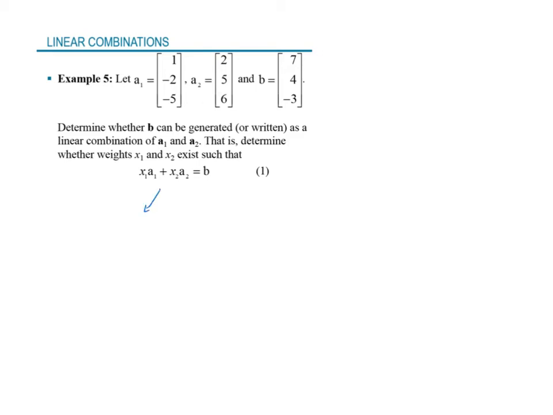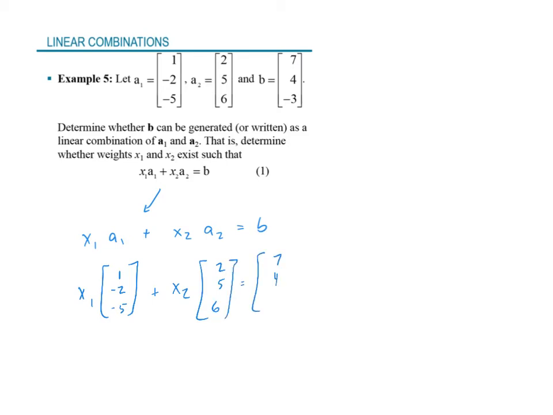And so I'm going to rewrite that equation because that's going to be super helpful. x1a1 plus x2a2 equals b. Now I'm just going to substitute what I know. a1 is 1, -2, -5, plus x2 times a2, which is 2, 5, 6, and b is 7, 4, -3. Okay, so there's our first step. Substitute our known values in.